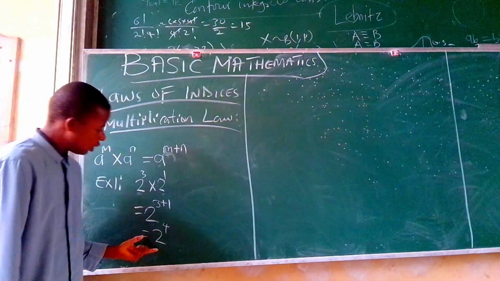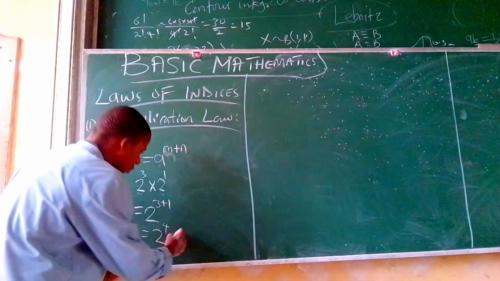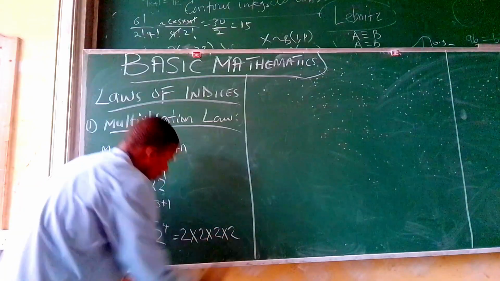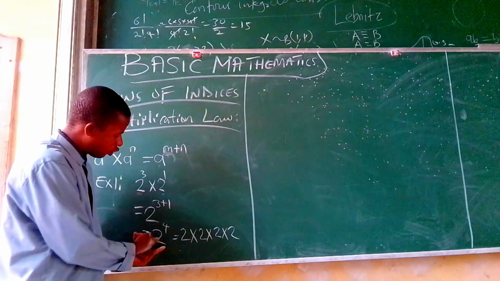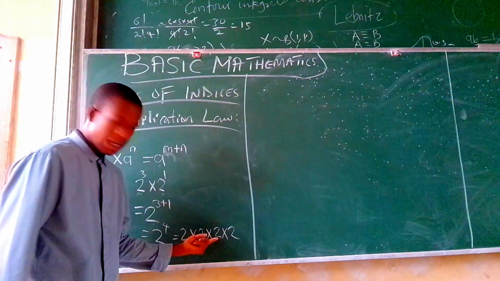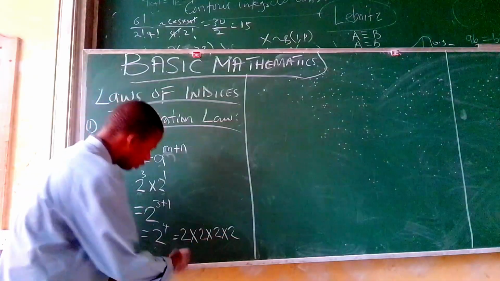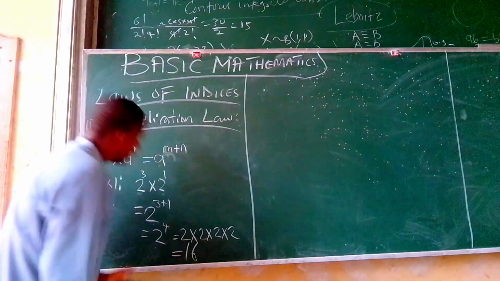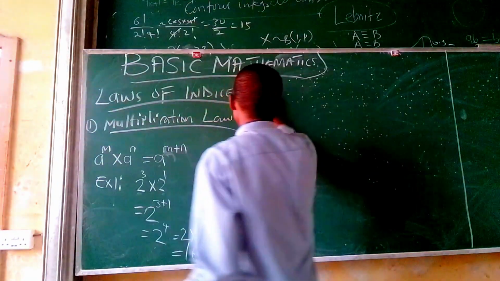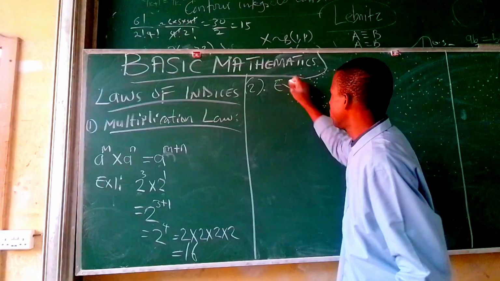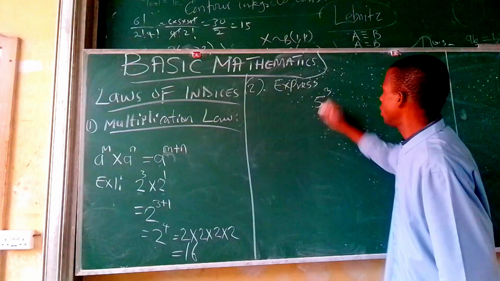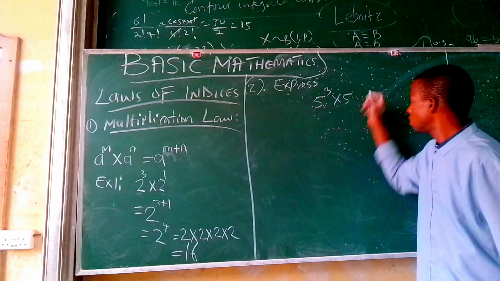Now by expansion, this is going to become 2 times 2 times 2 times 2. This is letting us know that the 2 is multiplied by itself 4 times. So 2 times 2 is 4. 4 times 2 is 8. 8 times 2 is 16. So therefore, the final answer is 16. And this is called the multiplication law of indices. Now look at example 2. They say we should express this: 5 raised to the power of 3 times 5 raised to the power of 2.